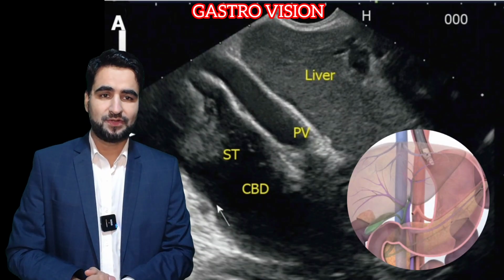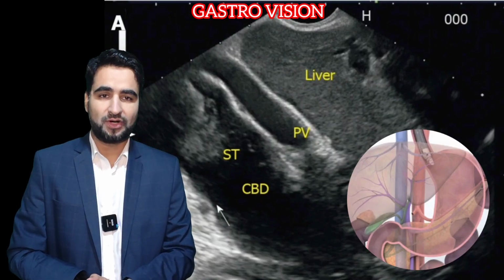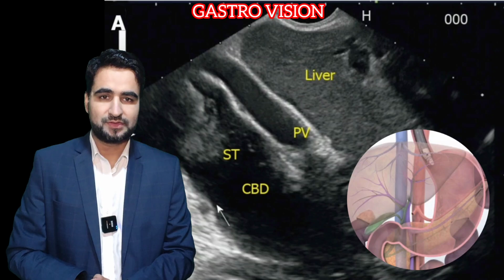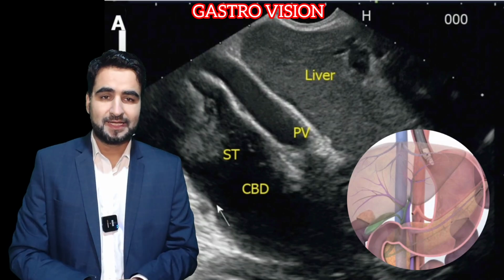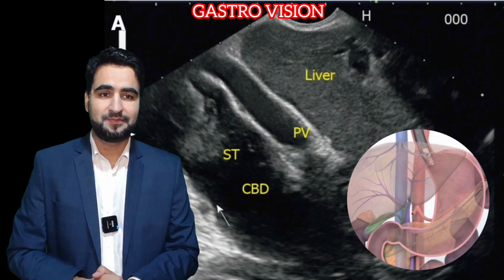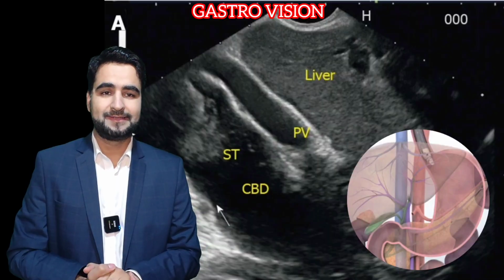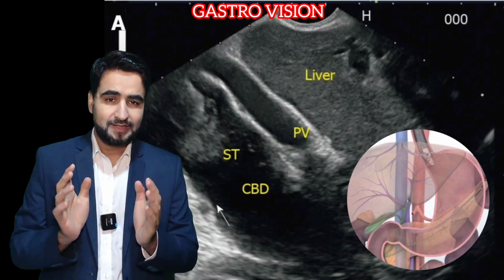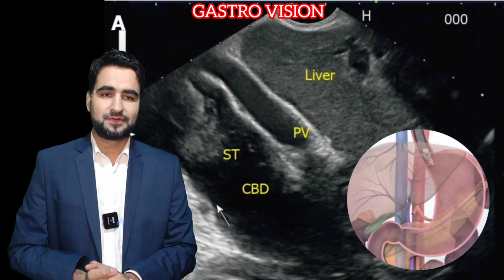Deeper to this tissue on the caudal side, notice the anechoic tubular structure with bright echogenic walls. This is the portal vein. It serves as a key landmark when tracing the biliary tree, as the common bile duct typically lies just anterior to it. Now, just look anterior to the portal vein.